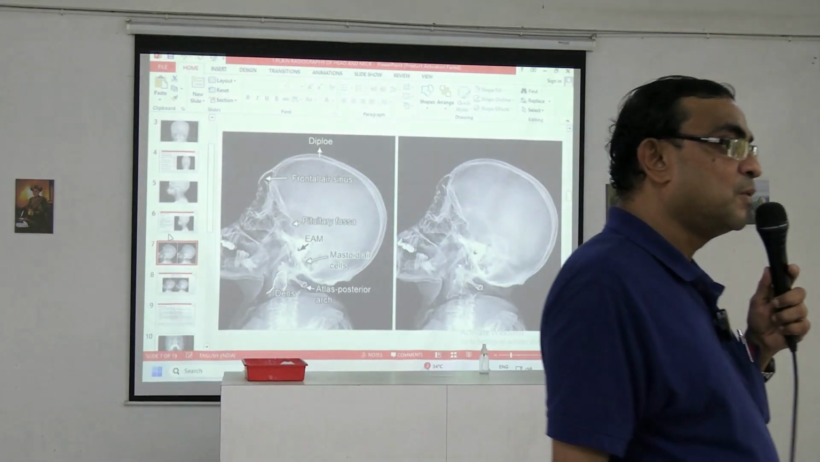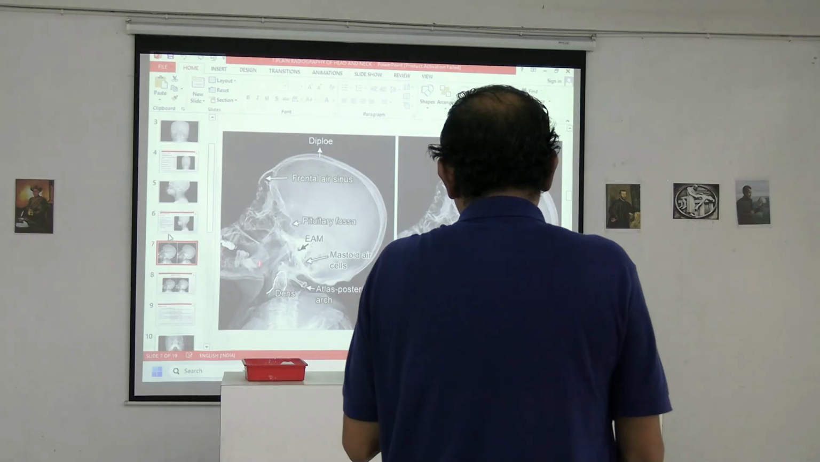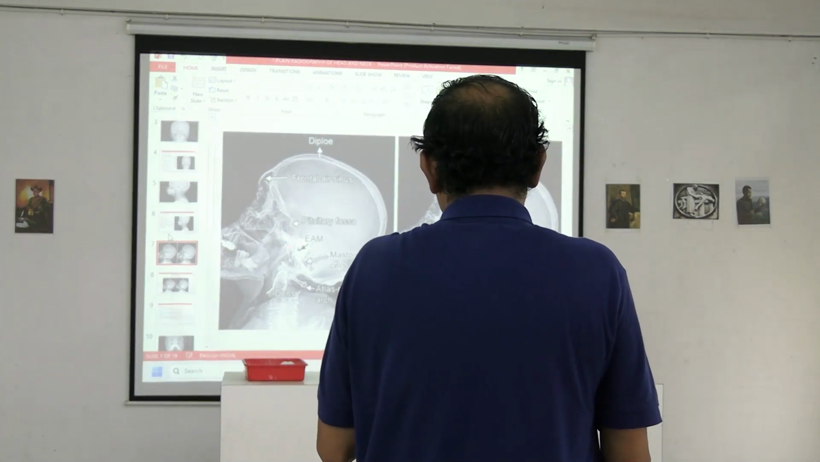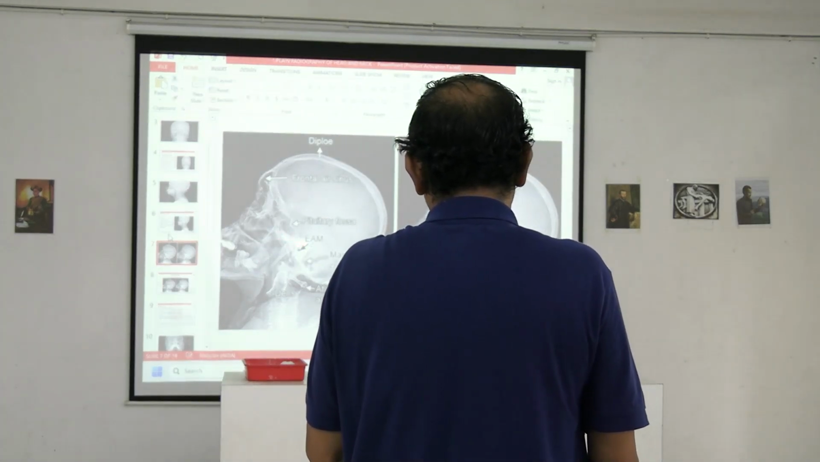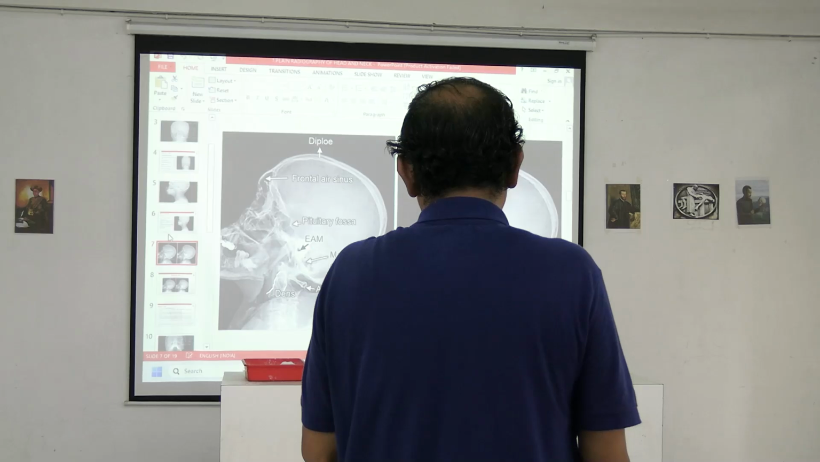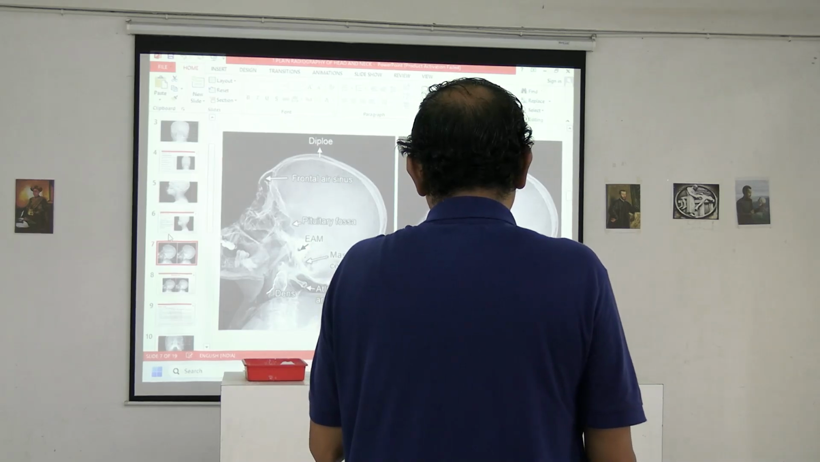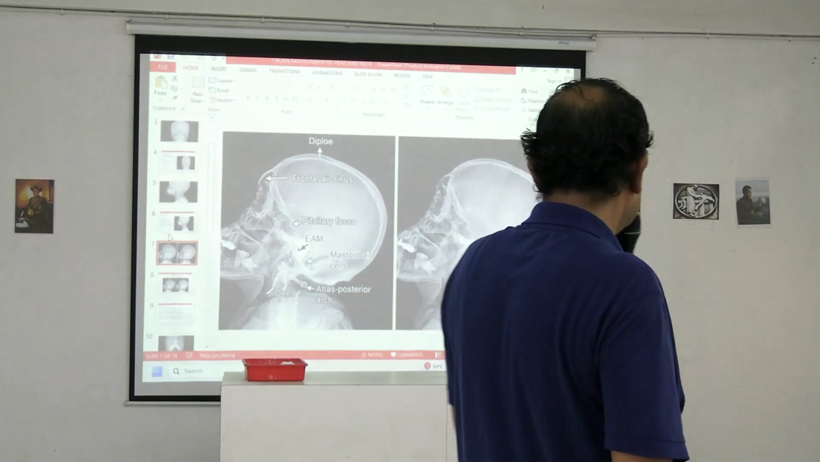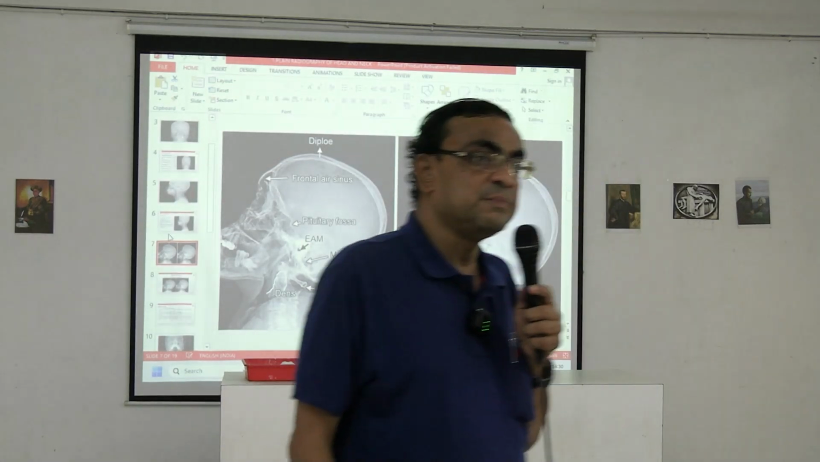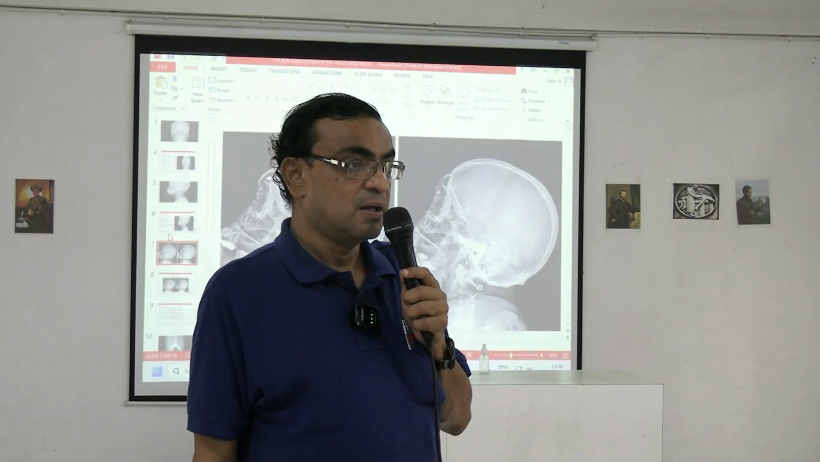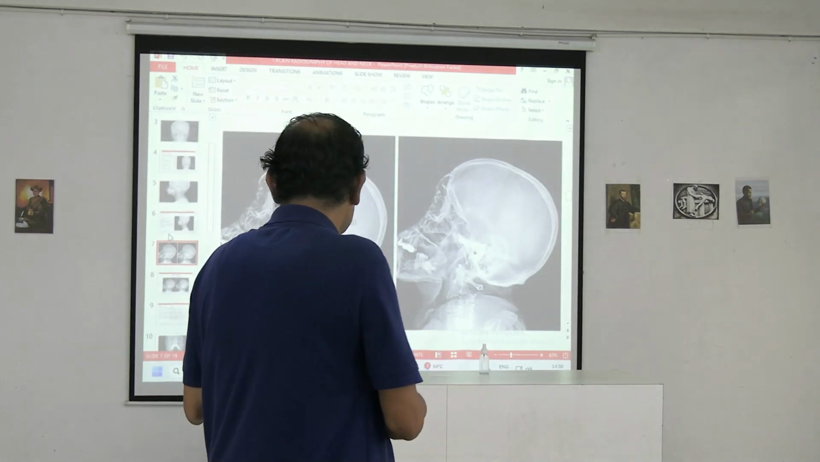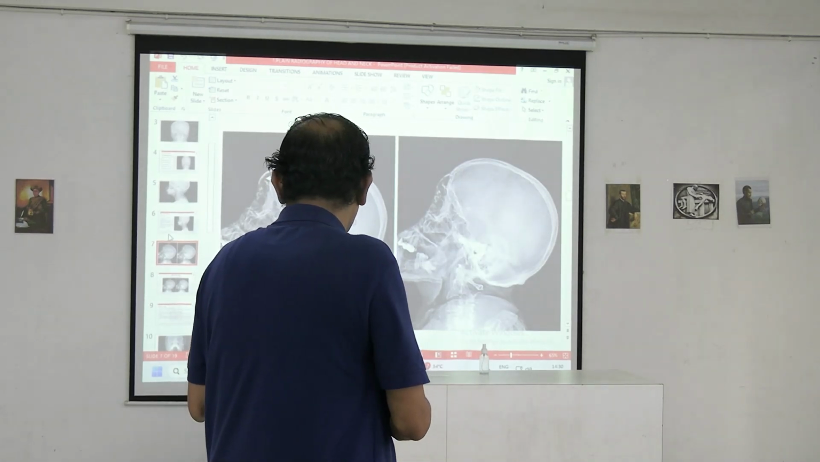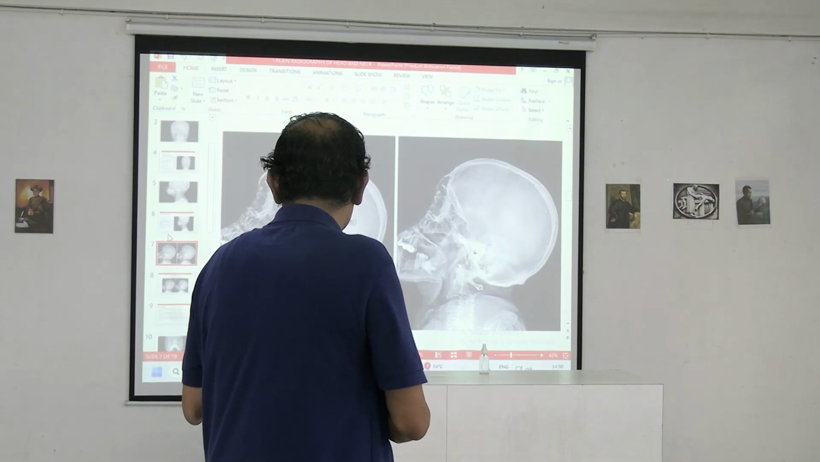So that is the temporomandibular joint we can get here. And this is nothing but the external auditory meatus. So these are some important features you have to remember. And in front we can get the dentures.